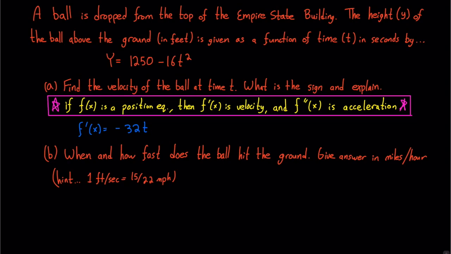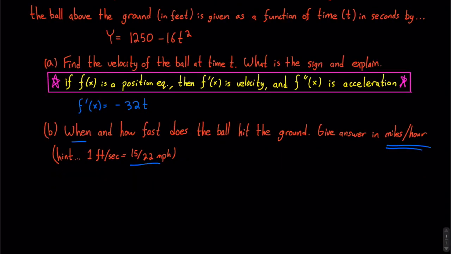Now let's look at part 2. When and how fast does the ball hit the ground? Give the answers in miles per hour. Okay, that's going to be a little bit of a pain because it's originally in feet per second, but we're given a conversion factor here. Let's start this problem. First, let's do the first part, which is when. That's when the height equals 0, looking at our first equation. So 0 equals this. I'm just going to solve, isolate t.